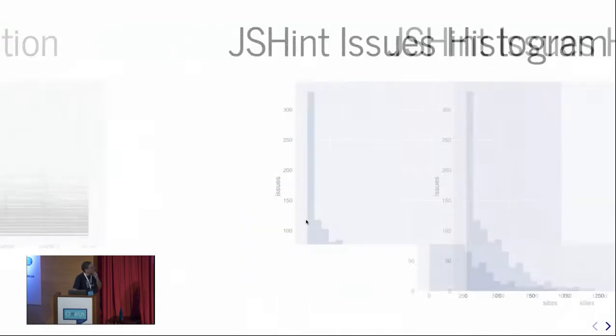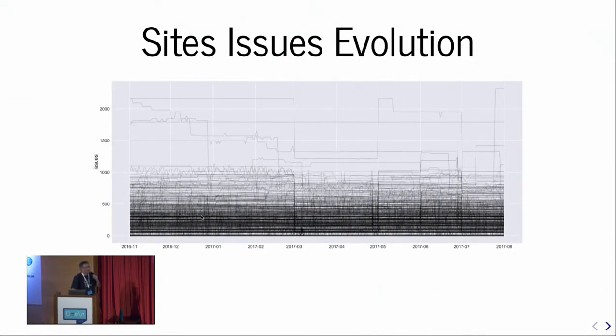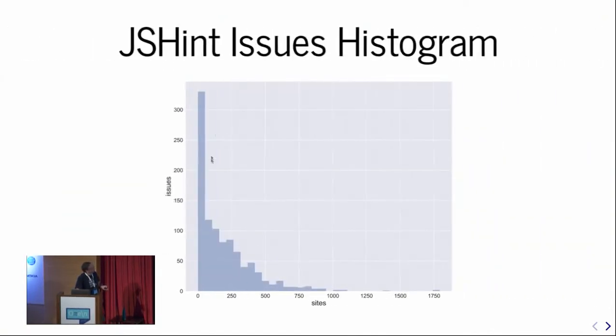Then we wanted to find out which sites were the ones that were trying to address the quality issues. The first attempt was to create a histogram where you see that you have some sites with a great number of issues.